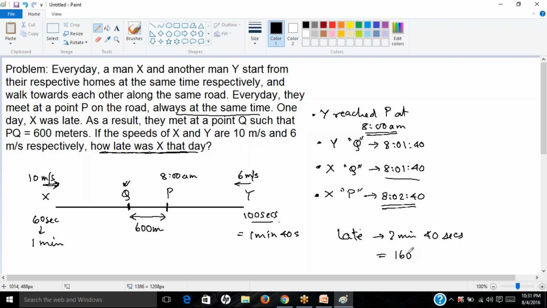Some of you have got the answer. 160 seconds is the correct one. See, there is nothing in the question. There is no calculation provided to you, unless you say that 600 by 10 is 60 is the calculation. There is no calculation in this question. It's only the concept that you have to understand. All right.